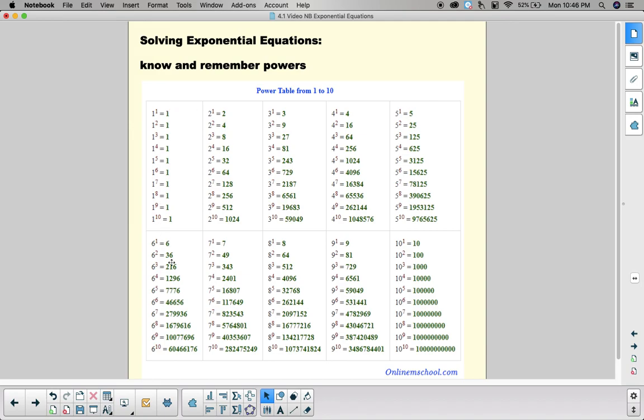Hopefully I remember to give you a handout like this to tape into your notebook. But it's good to remember these powers. Powers of 10, you need to know those. The number of zeros is equal to the exponent.